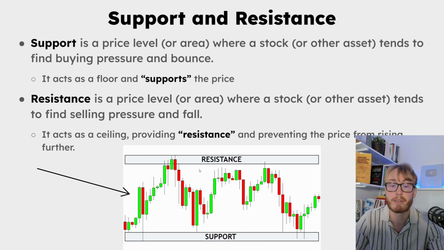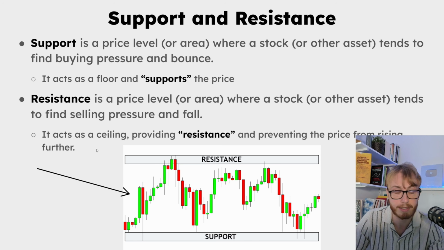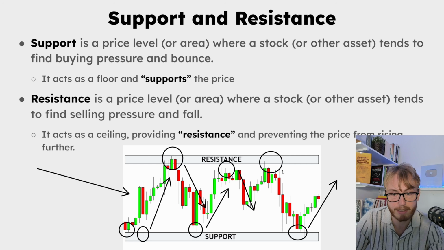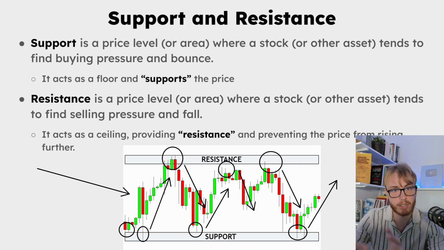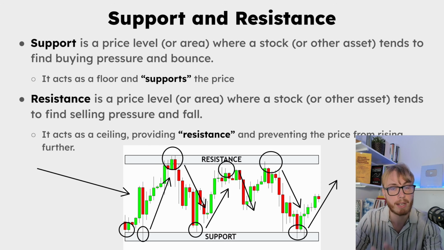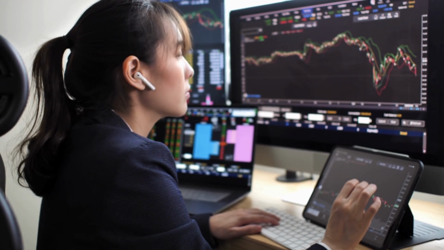Here we have a clear example of support and resistance. We can see here that every time the price reached this support area, we found buying pressure and the price bounced. And conversely, when the price reached the resistance area, we found selling pressure and the price fell. So far, this is just the basics, but we are very soon going to take a look at how we can combine support and resistance with trending markets to build a trading strategy.